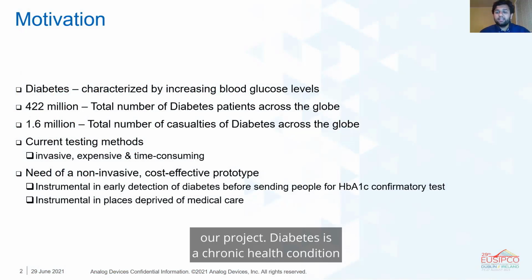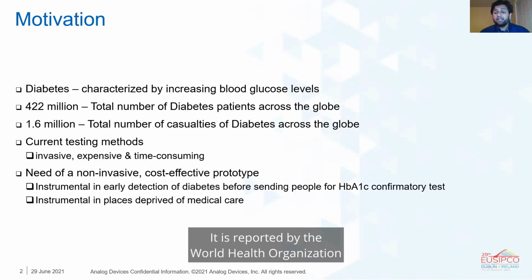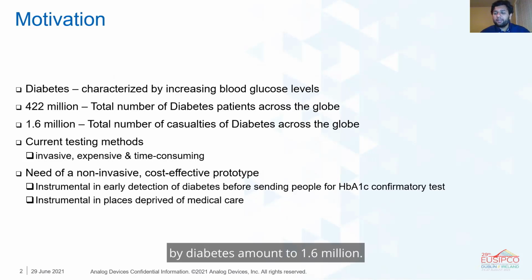Diabetes is a chronic health condition that is characterized by increasing blood glucose levels, causing severe health hazards. It is reported by the World Health Organization that over 422 million people across the globe suffer from diabetes. In addition, the World Health Organization also reports that the number of deaths caused by diabetes amounts to 1.6 million.